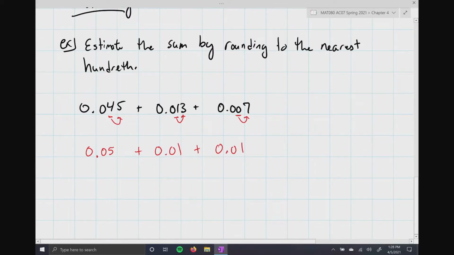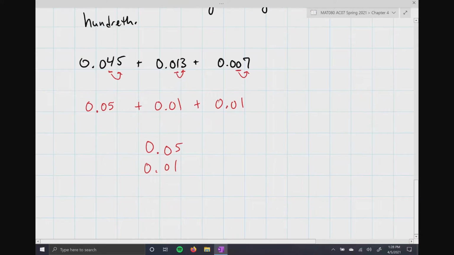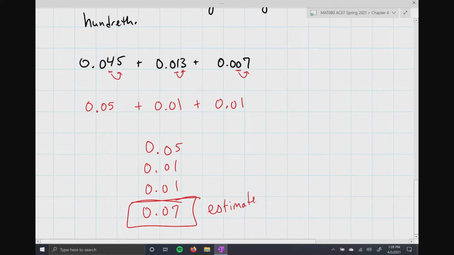Now, since you're adding 3 decimals, just align them. For an estimated sum of 0.07. And that's as hard as it gets.